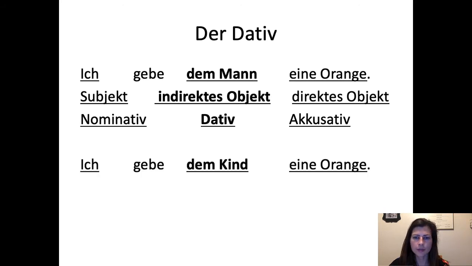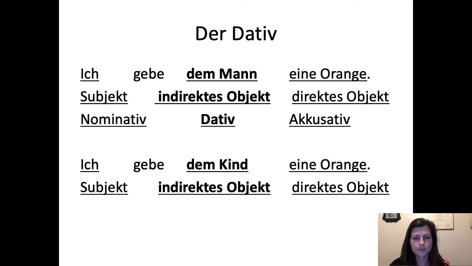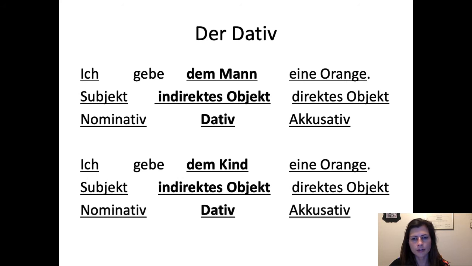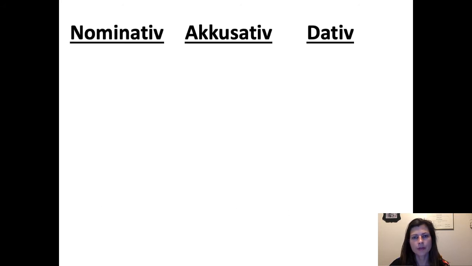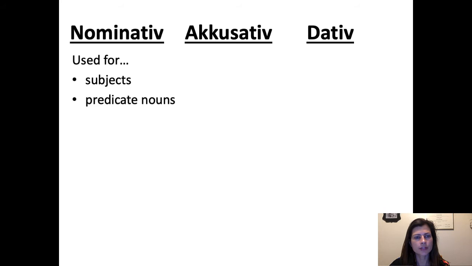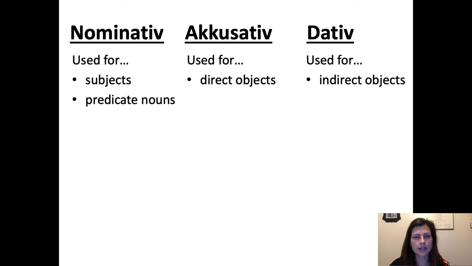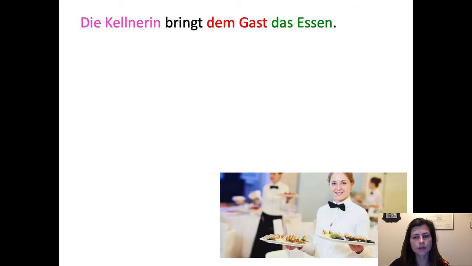"Ich gebe dem Kind eine Orange." I give the child an orange. Same thing, but with a neuter. So we use the nominative for subjects, predicate nouns. We use the accusative for direct objects, and we use the dative for indirect objects. So let's try some of these examples.